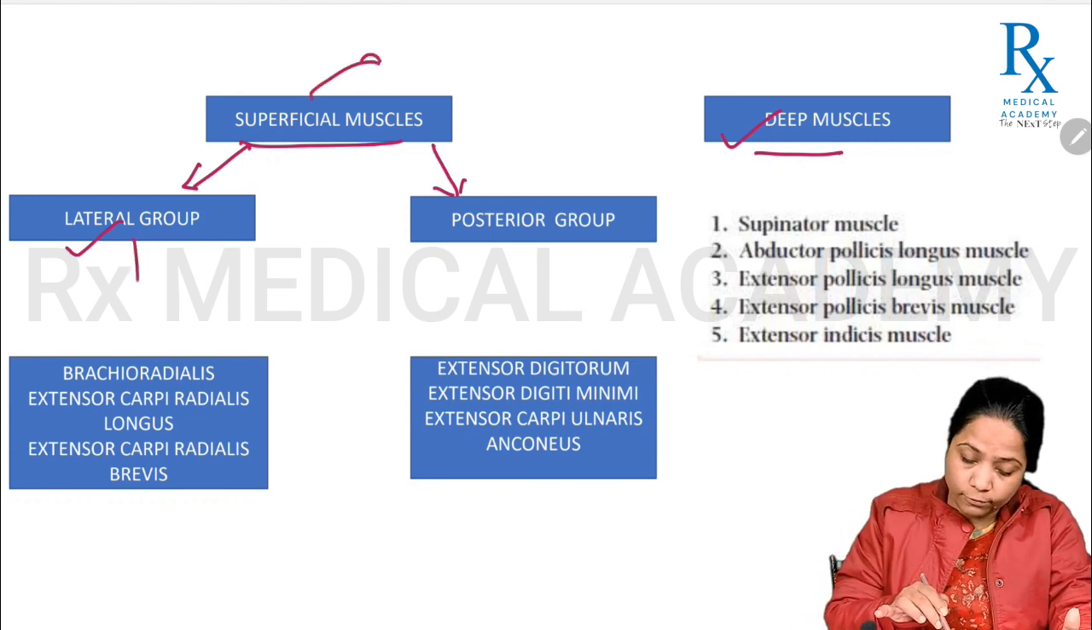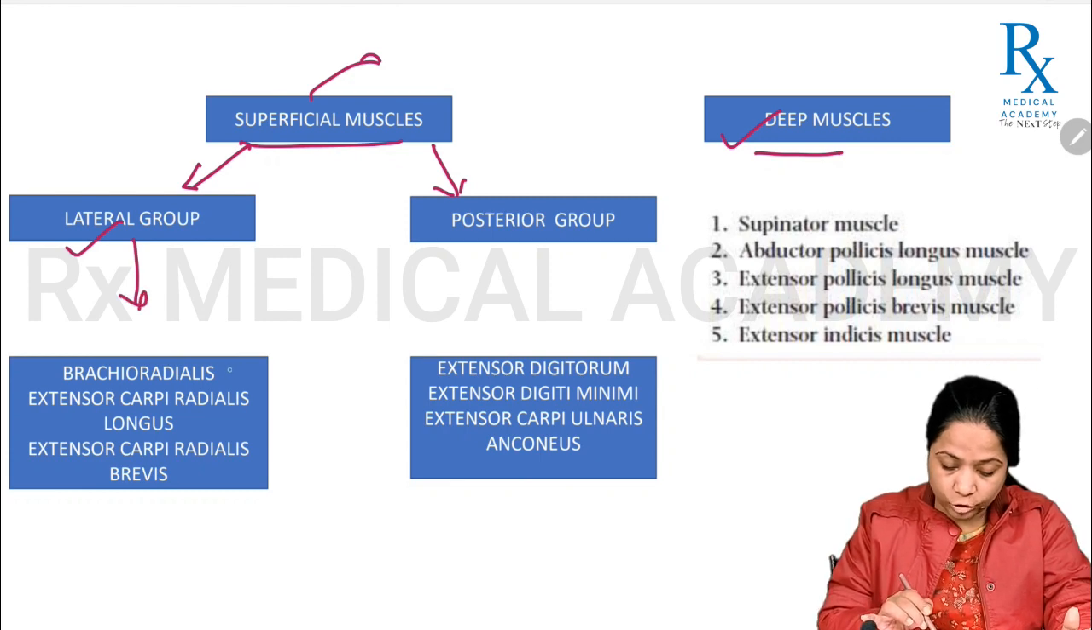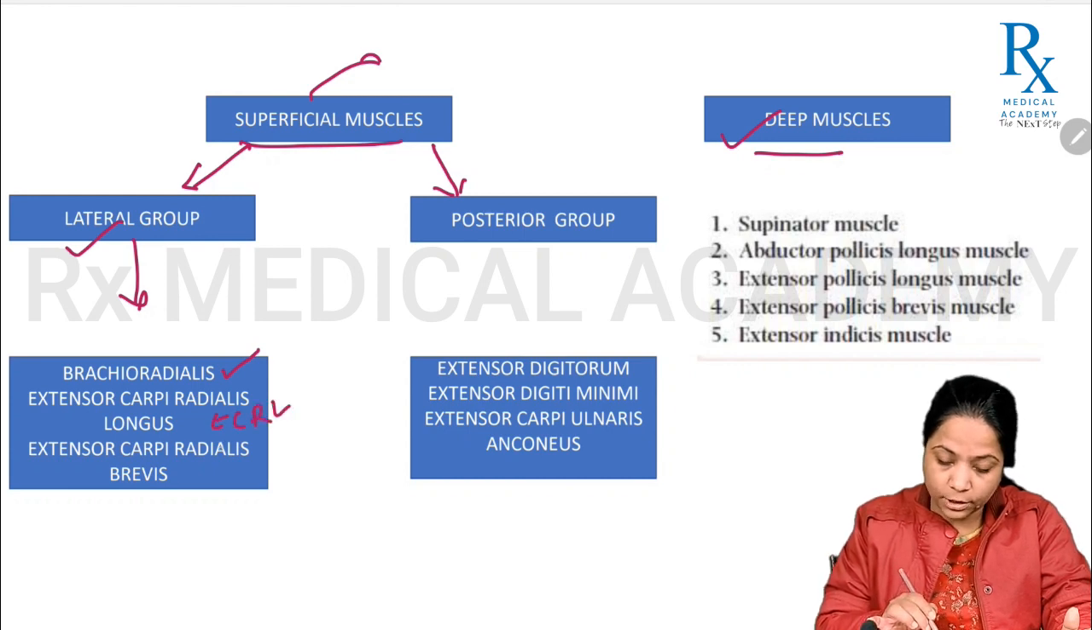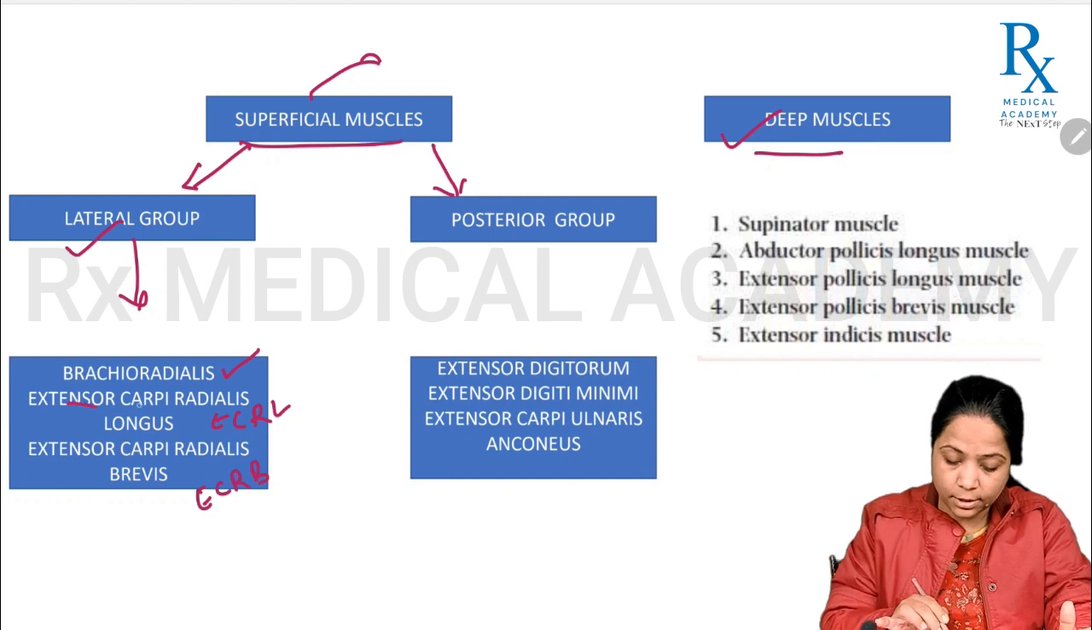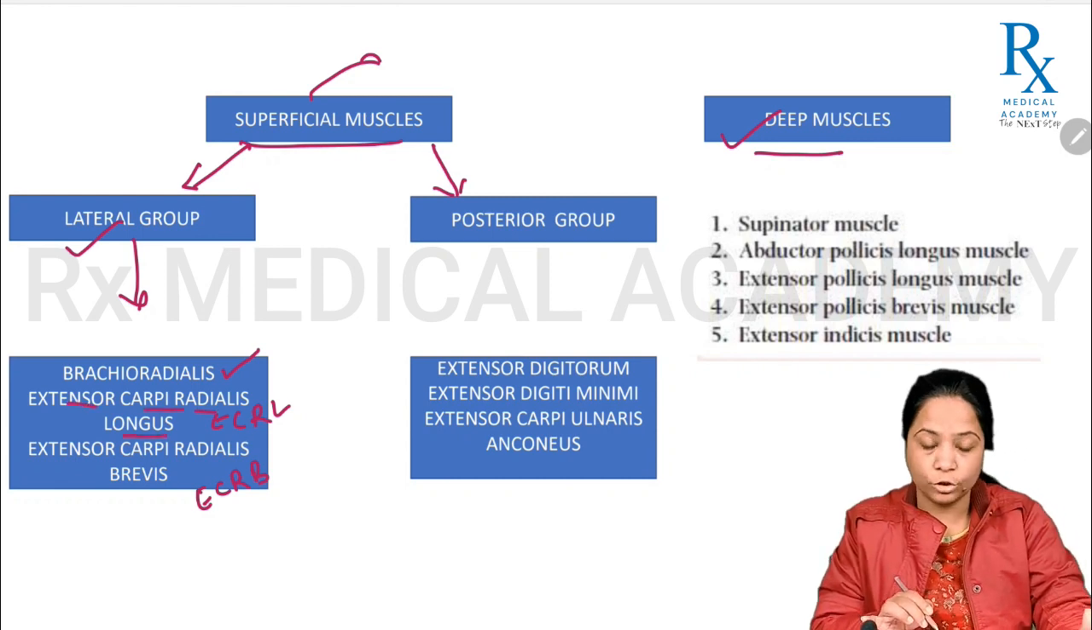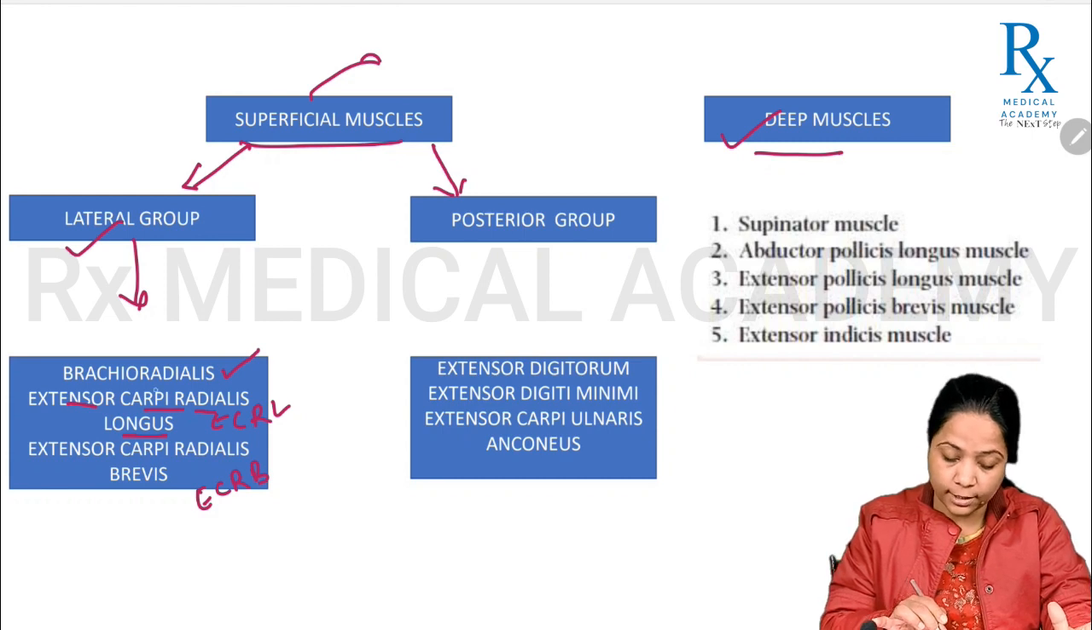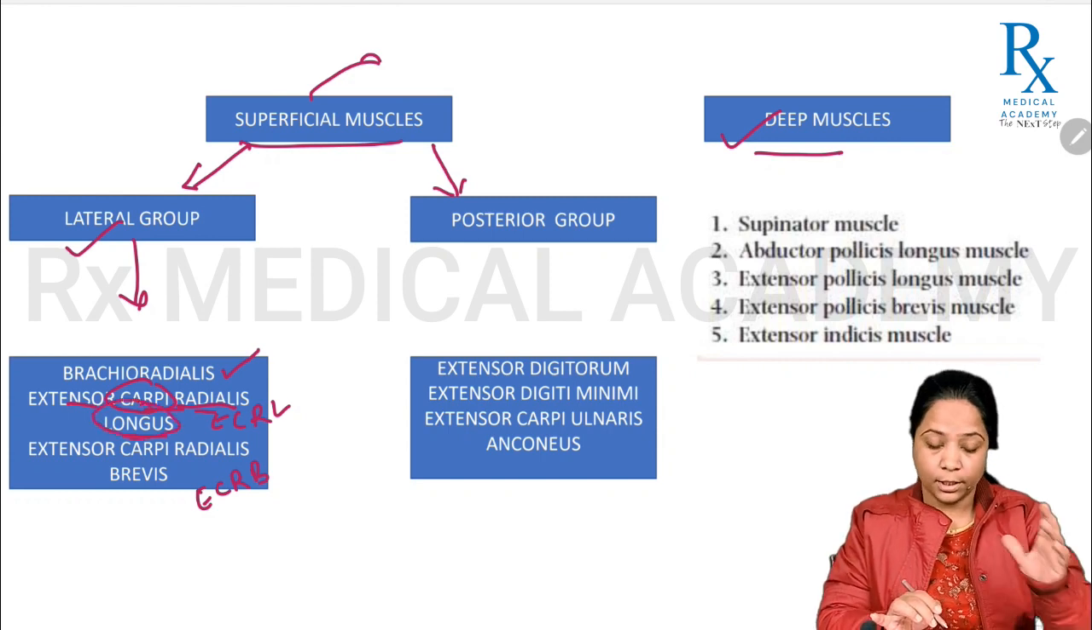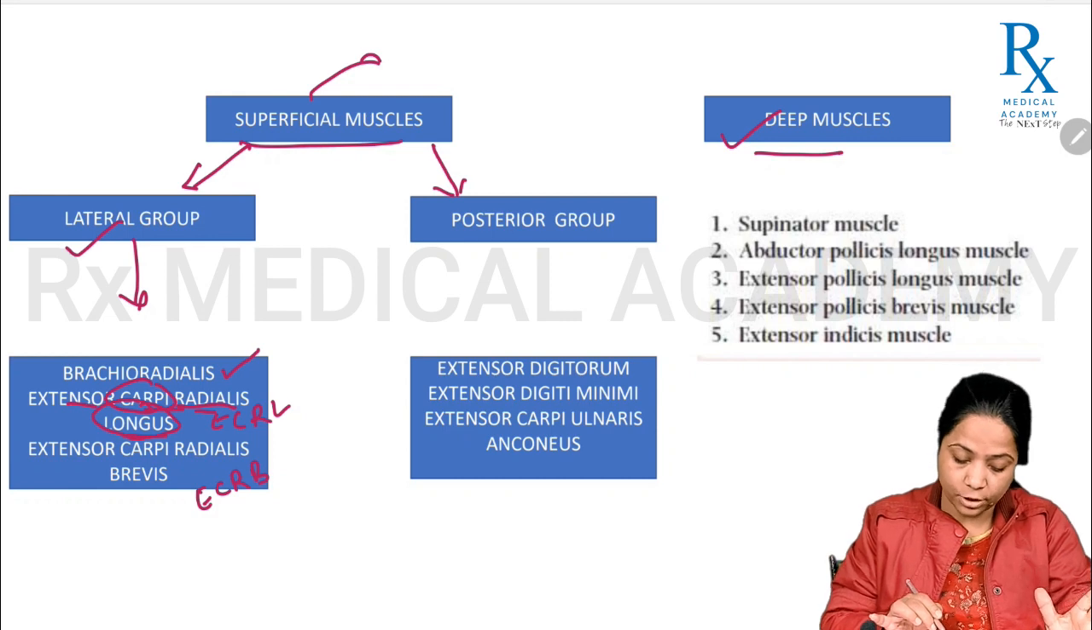The lateral group of the superficial muscles includes three muscles. One is Brachioradialis, then we have the extensor carpi radialis longus muscle, and the third muscle of the lateral group in the superficial region is extensor carpi radialis brevis. As the name suggests, extensor carpi radialis longus means the function of this muscle is to produce extension at the carpal, that is at the wrist joint. Radialis means it is situated on the lateral side, and longus means the length of the muscle is somewhat larger. Next is extensor carpi radialis brevis.